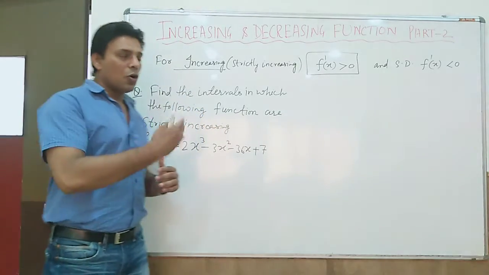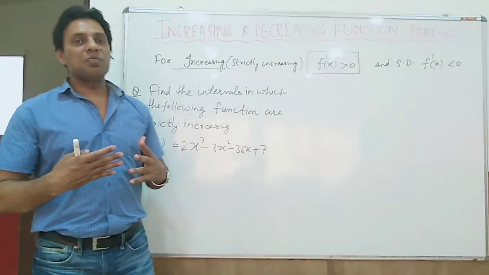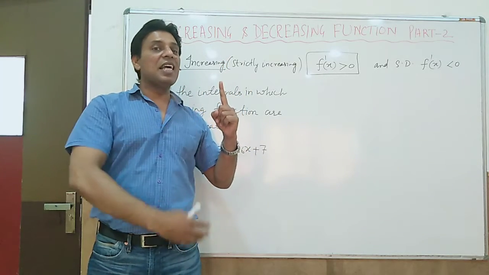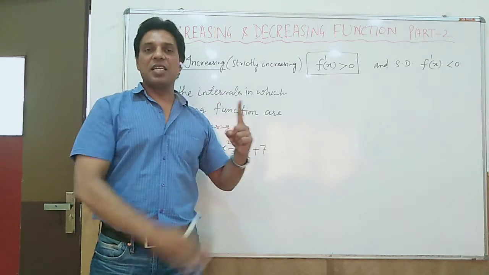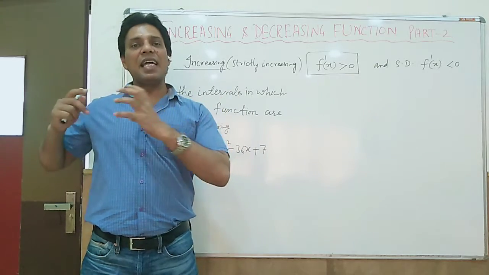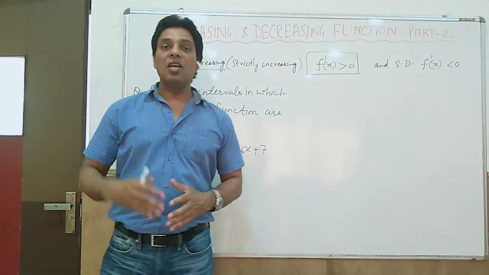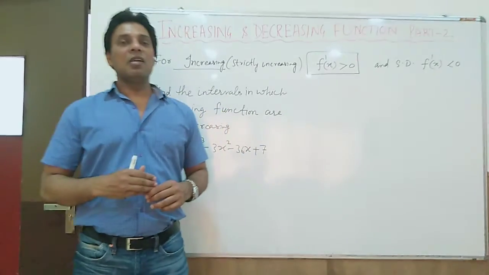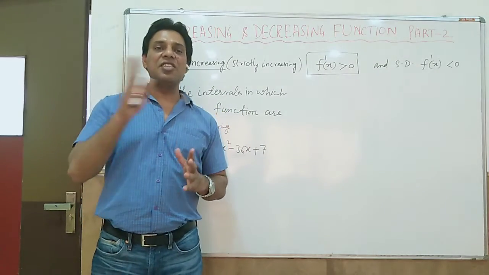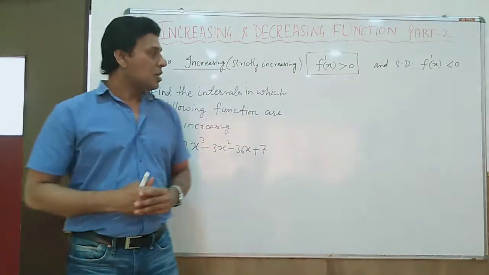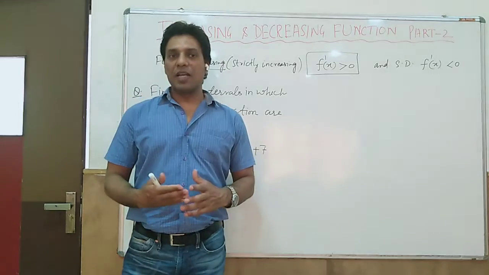So there are two types of function. One kind of functions are monotonic functions, which will either increase or decrease. It means that in the entire domain the function will either increase or decrease. But we have such functions where the function changes its nature from increasing to decreasing. So such functions are not monotonic.